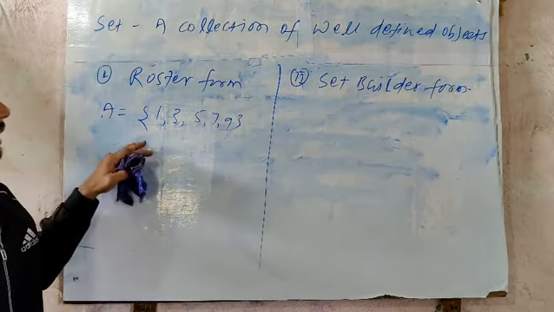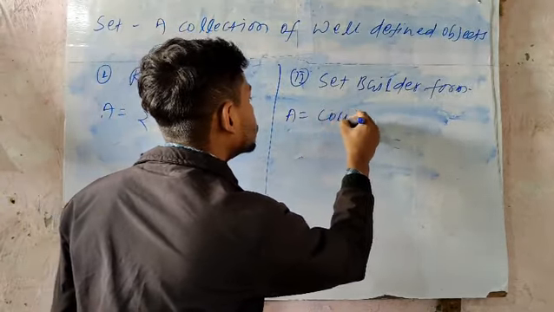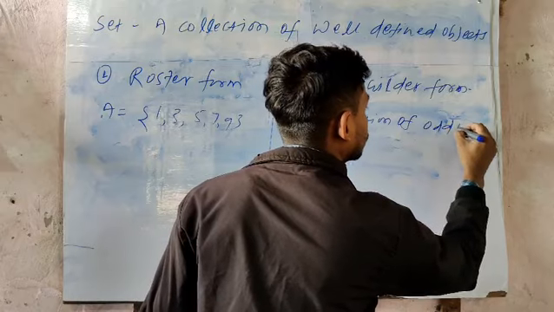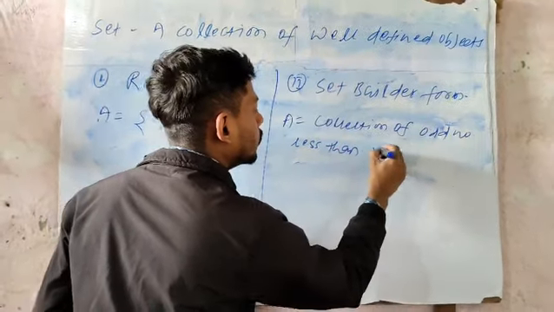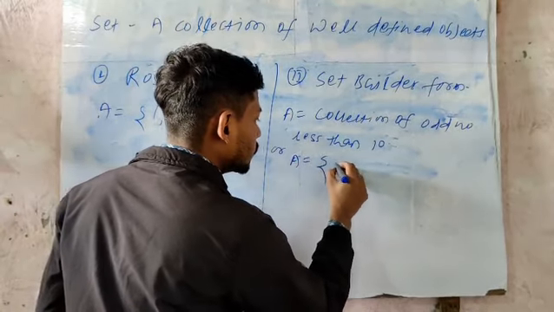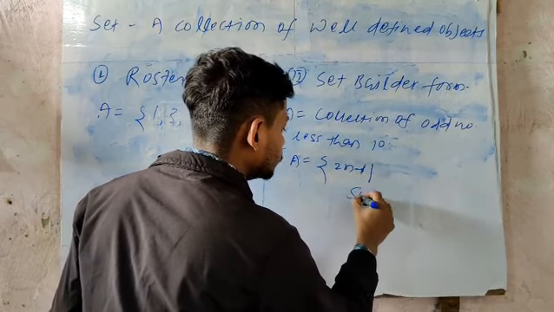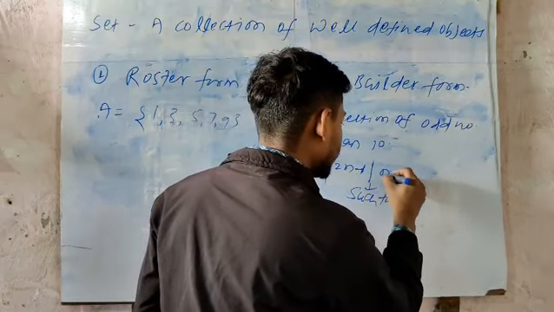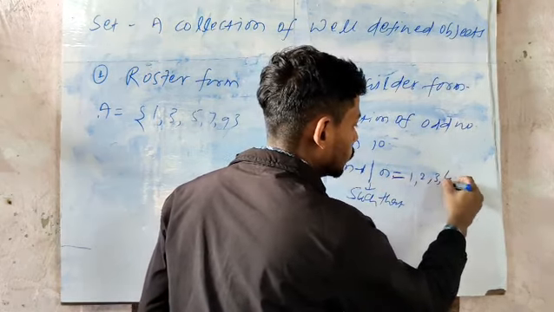We can represent this set in set builder form like this: A is a collection of odd numbers less than 10, or we can write it as 2n minus 1, where this bar is read as "such that", where n belongs to N, n equal to 1, 2, 3, 4.